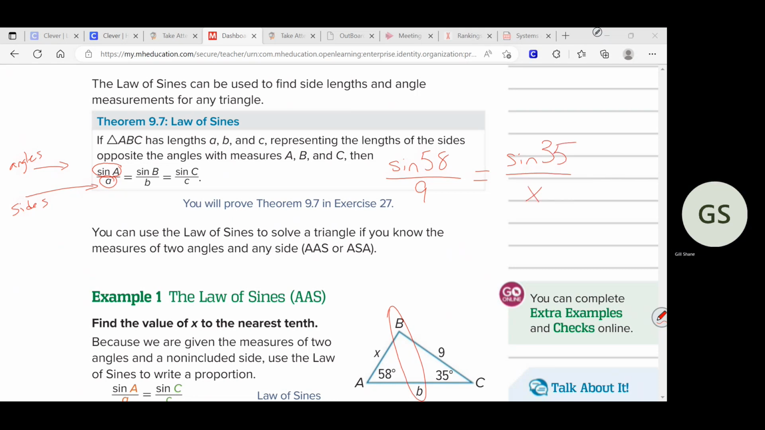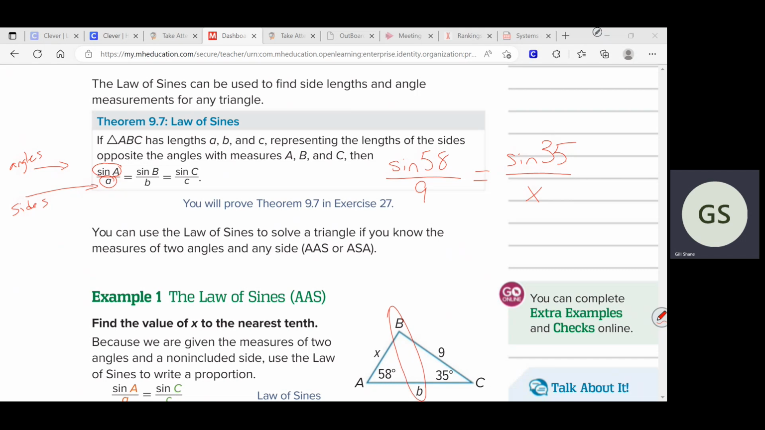That's my proportion. Now I would solve it out differently than they do. They keep that sine of whatever all the way to the end of it. I don't like doing it that way personally. Right now, I would take the sine of that number, create my new proportion, and then I would solve out using that.